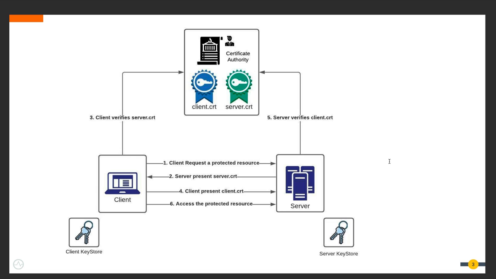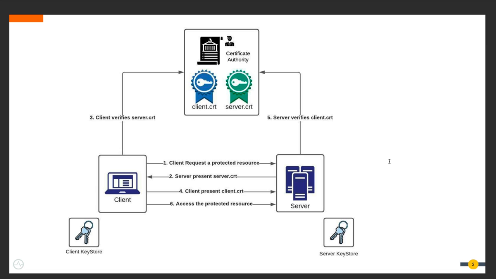Initially the client will request a protected resource from the server. The server will present its public certificate to the client to verify whether this certificate is issued by a trusted certificate authority. As the third step, the client verifies that with the certificate authority. If that step goes through, the client presents its own certificate to the server, for the server to verify if the client certificate was issued by a trusted certificate authority. And if that step goes through, the client can access the protected resource from the server.